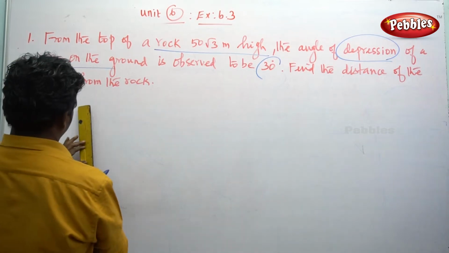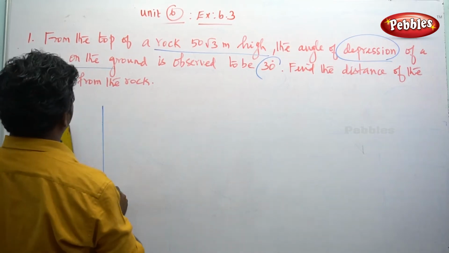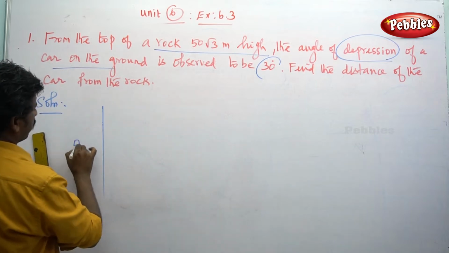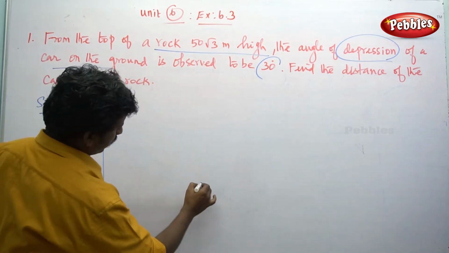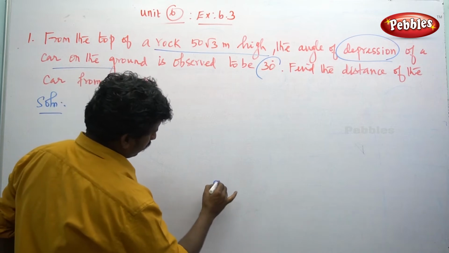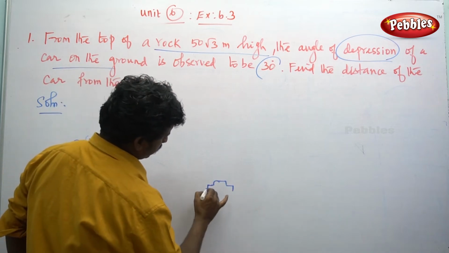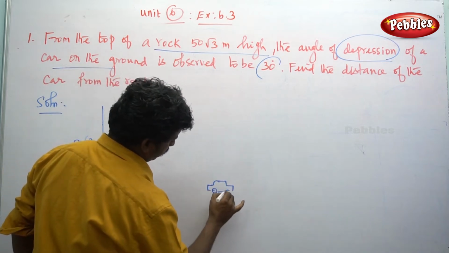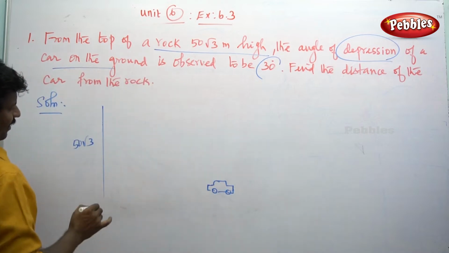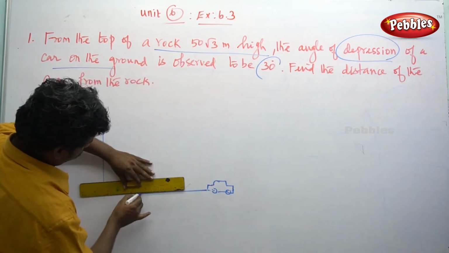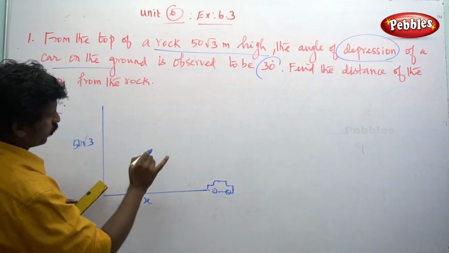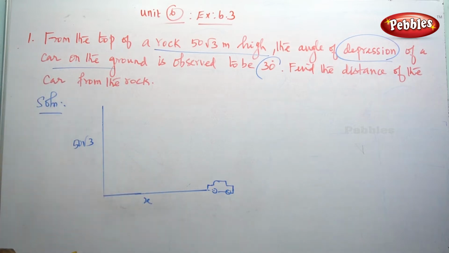This is the rock, the height, how much? The 15 root 3, right? So this is the car, right? Now we have to find the distance between this car and this rock. What is the distance? We don't know. That is the question, right? So now what is the question?